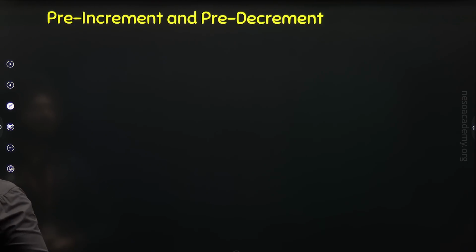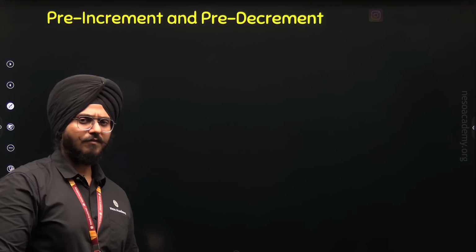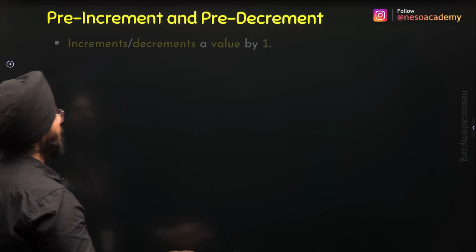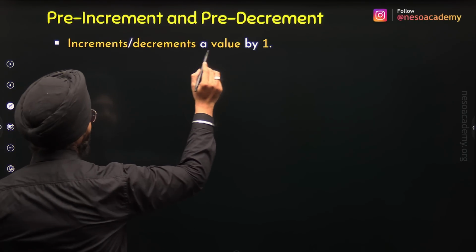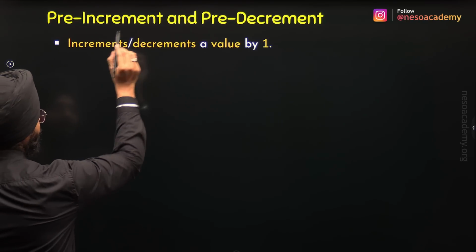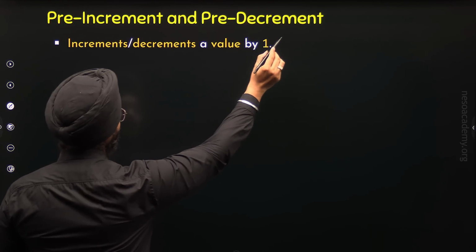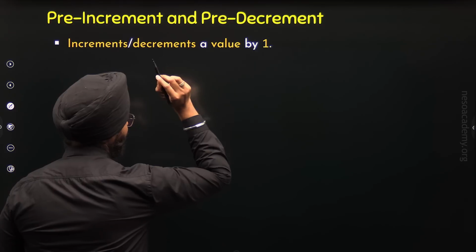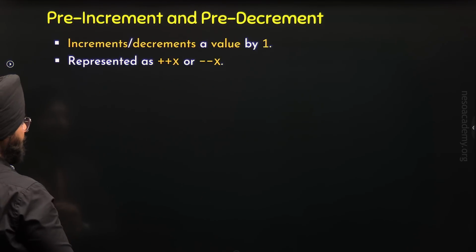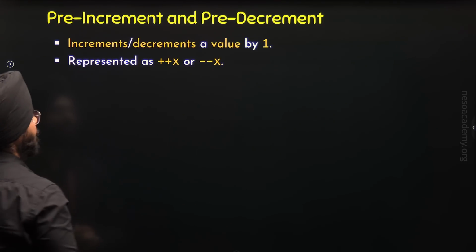So what are pre-increment and pre-decrement operators? With the help of these operators, we can increment or decrement a value by 1. With the help of the pre-increment operator, we can increment a value by 1. Through the pre-decrement operator, we can decrement a value by 1. And they are represented as ++x or --x.